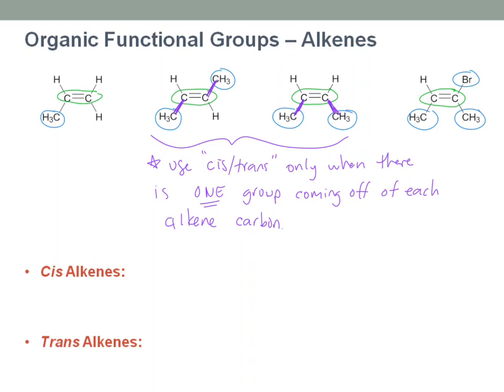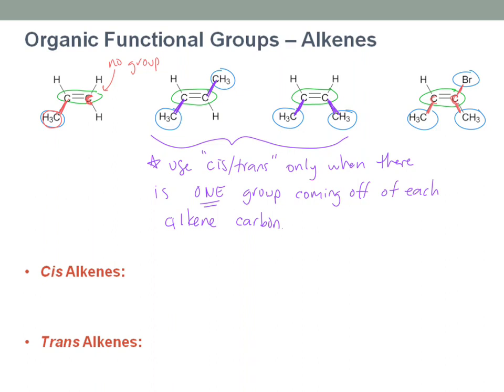So I don't need to use cis and trans over here, because yes, this carbon has one group coming off of it, the methyl group, but this carbon over here on the right just has H's. There's no groups here, so I don't need to say cis or trans. And if I look over here on the far right-hand side, yes, this carbon right here has one group, but this carbon has two groups, so I don't use cis or trans.